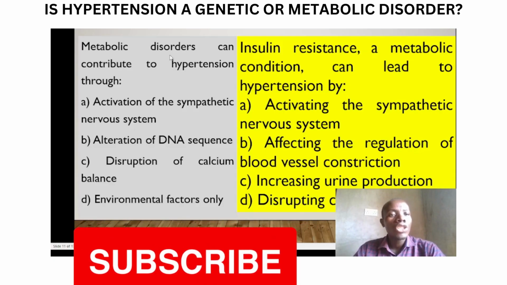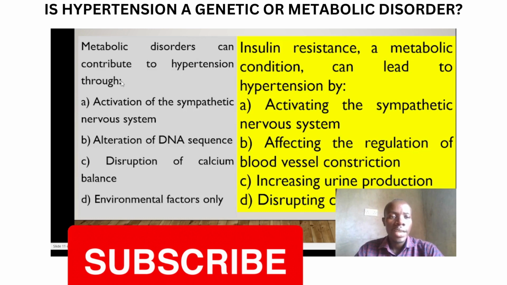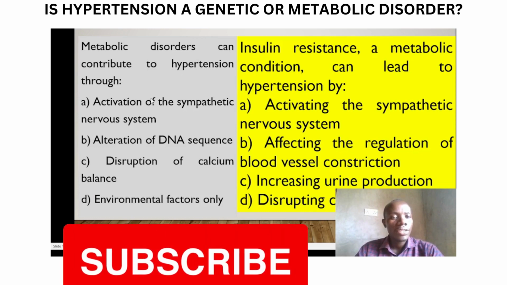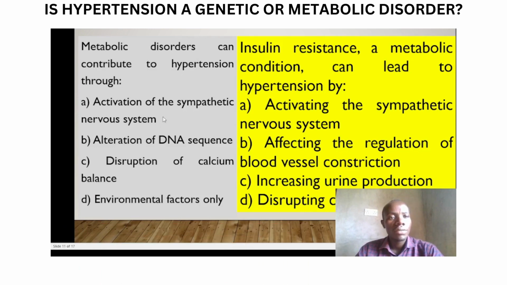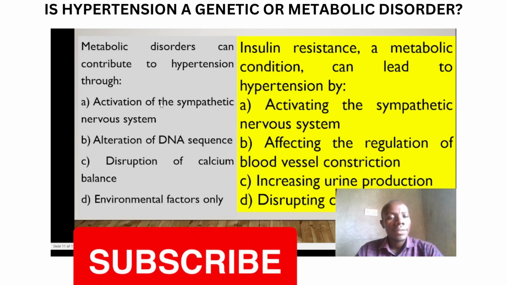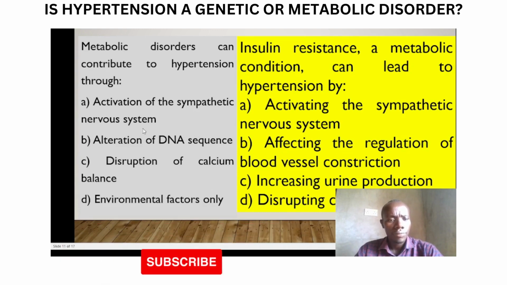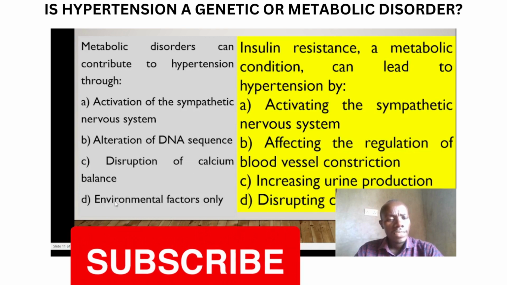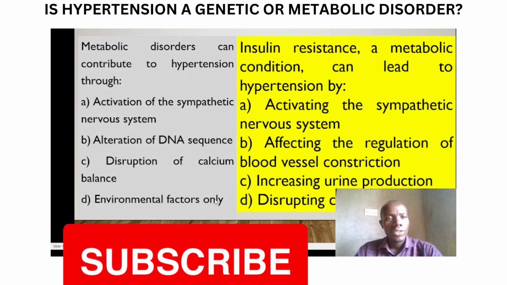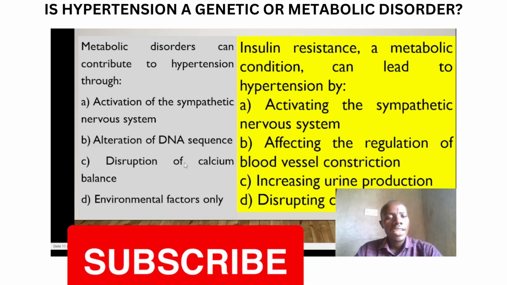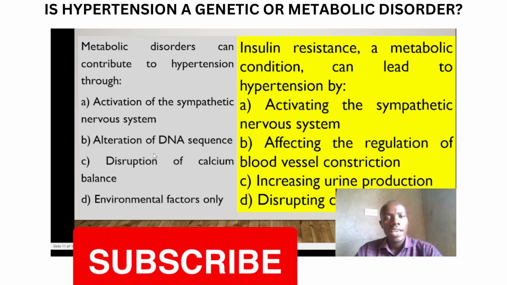Metabolic disorders can contribute to hypertension through which mechanism? Activation of the sympathetic nervous stimulation. Yeah, stress can do this, guys. Alteration of DNA sequence. Yeah, genetic factors use this mechanism. Environmental factors only. Guys, let's avoid these all-inclusive answers. Okay. Yes. So metabolic disorders can disrupt calcium balance. Okay. And that is one of the mechanisms.